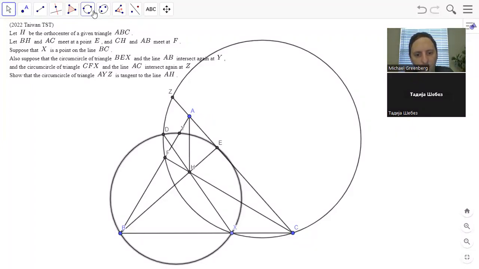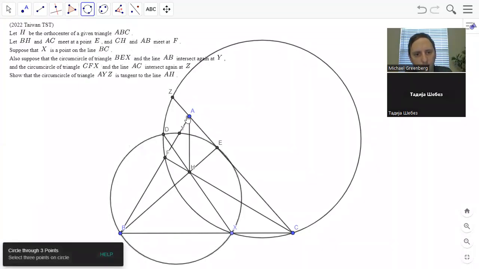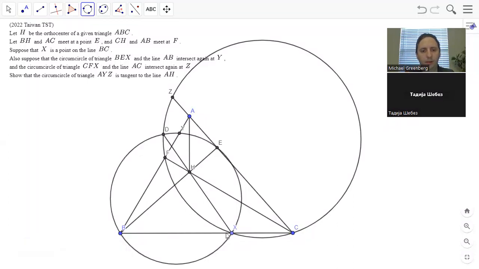So we want to show D lies on that circle, but we know it does because D goes to X and B, X and C are collinear. That's kind of the idea, right?